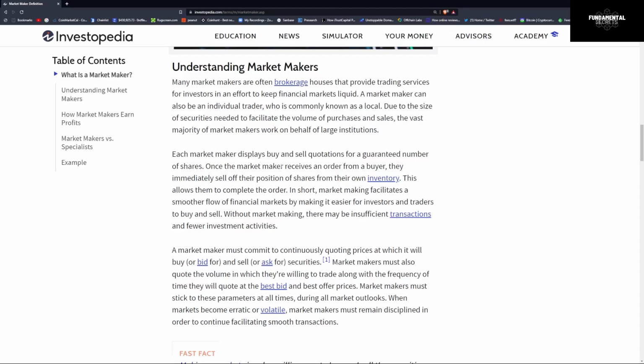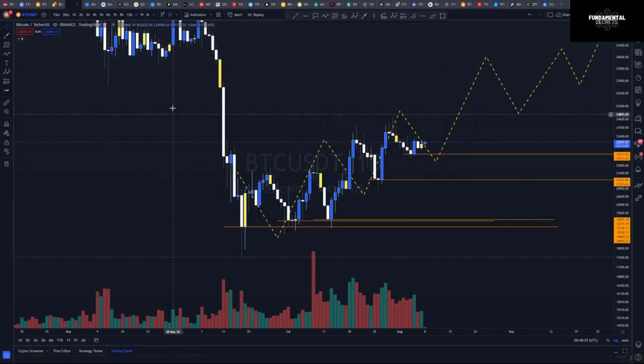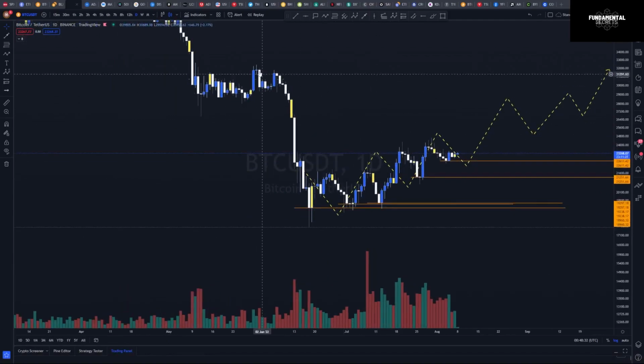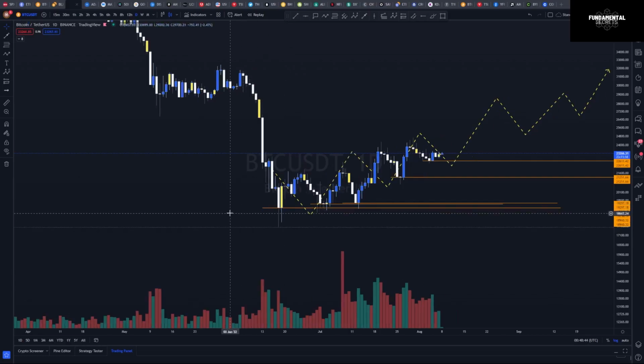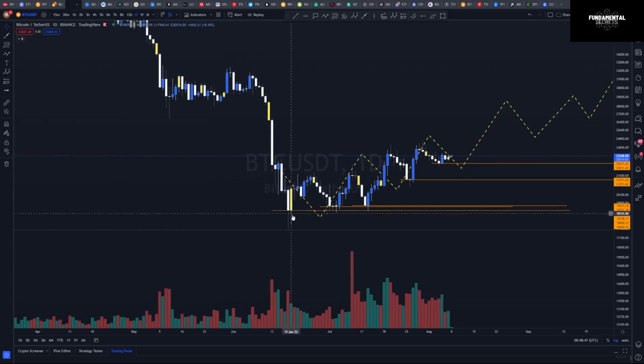Each market maker displays buy and sell quotations for a guaranteed number of shares. Again, each market maker displays buy and sell quotations, which means they're holding both ends of the market for a guaranteed number of shares. So this means that they guaranteed X amount of Bitcoin to this drop. Once price dropped to a certain zone, they no longer guaranteed any more Bitcoin to this drop, right? And then you're probably like, what do you mean Bitcoin? I mean cash, sorry. So they guaranteed X amount of cash to buy in Bitcoin to this point, right?